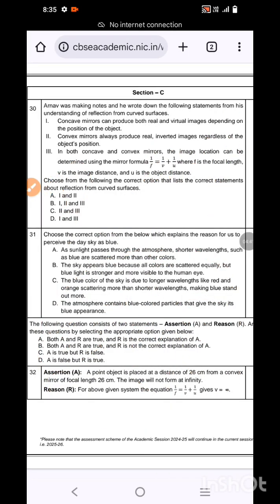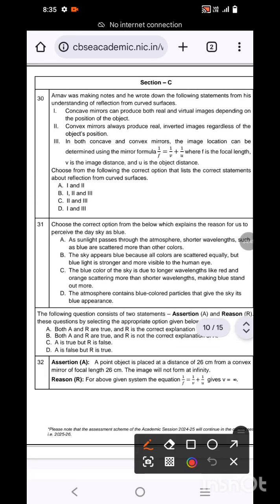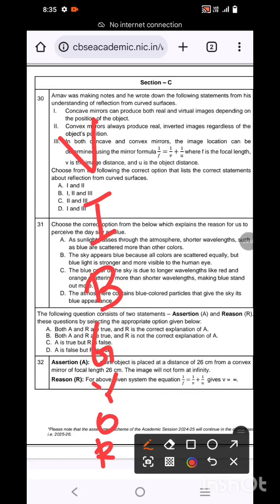We know this thing. That means if light passes through the atmosphere, violet, indigo, blue, green, yellow, orange, red, these lights are passing. In general, VIB, these violet, indigo, blue, are actually shorter wavelength light. As these are shorter wavelength light, these will be scattered more.